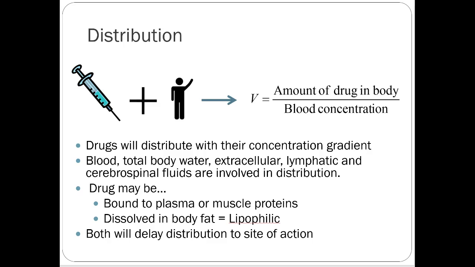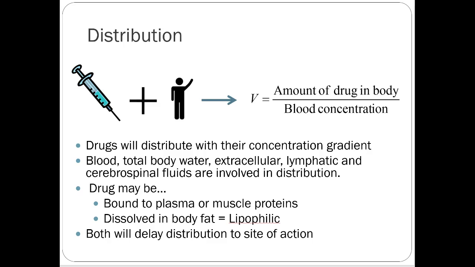Drugs distribute in the body. It's interesting from a science perspective, but from a clinical perspective, I don't know. It's not the most interesting topic we're going to talk about today. Basically, amount of drug in the body over blood concentration gives you your volume of distribution. Drugs distribute with their concentration gradient, whether they're in the blood, total body water, extracellular fluid, lymphatic fluid, cerebrospinal fluid. I don't think I have fatty tissues on there, but that would be something too.